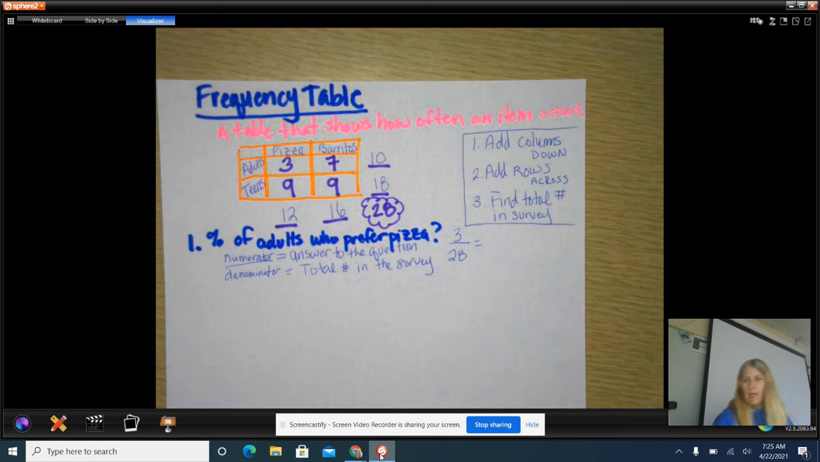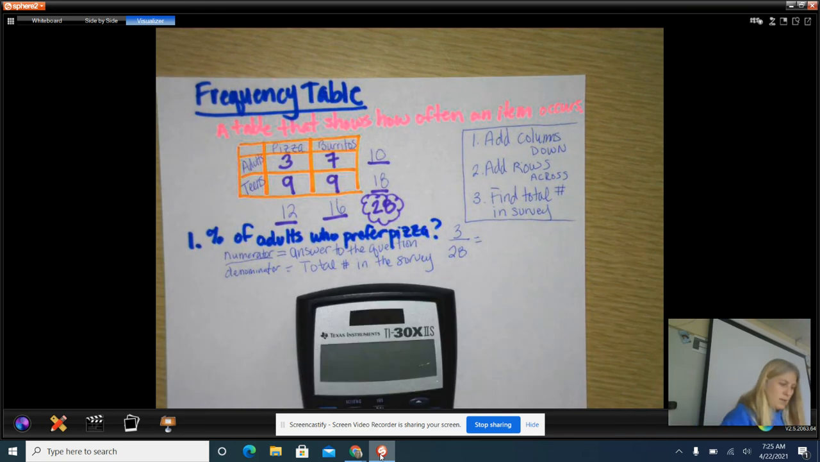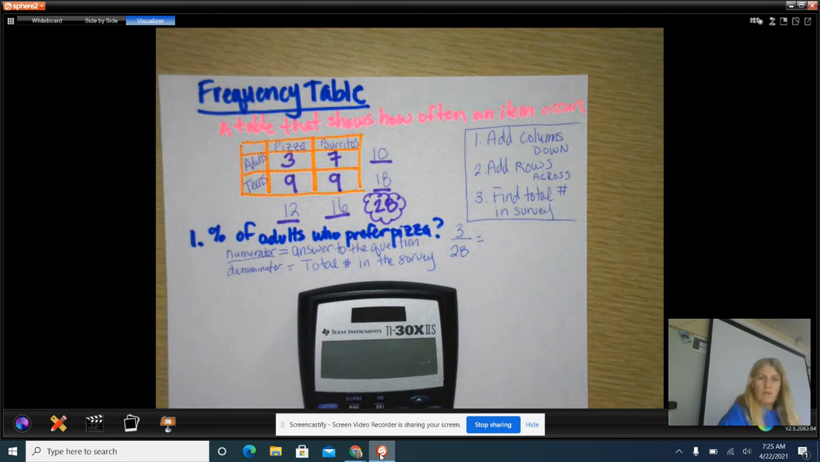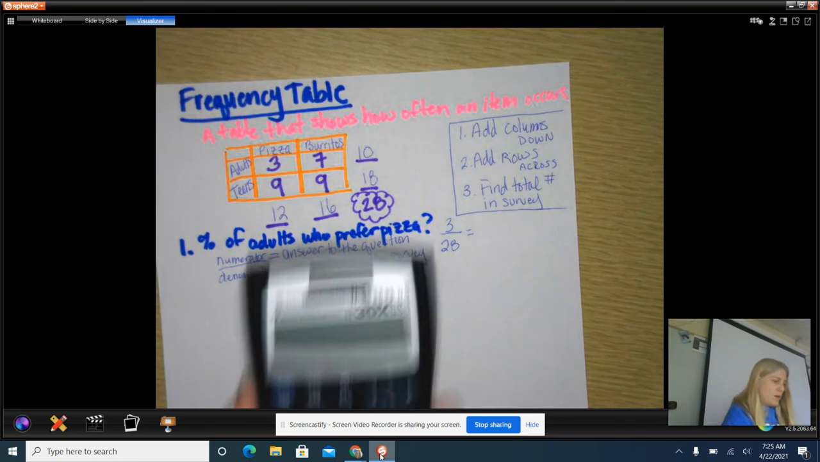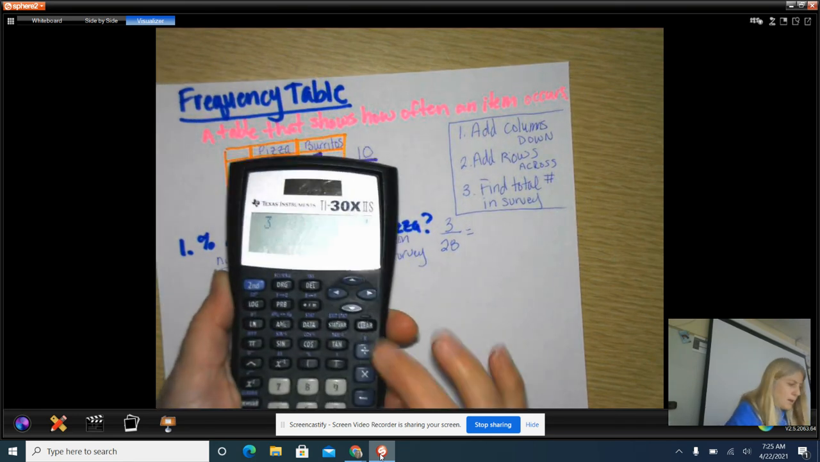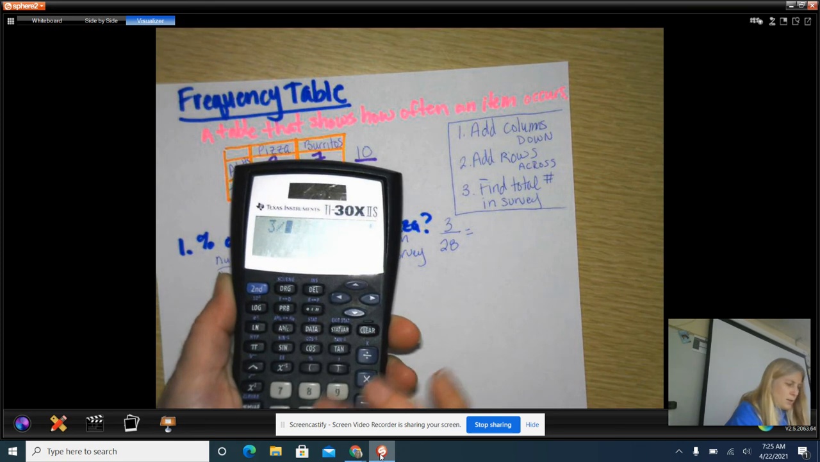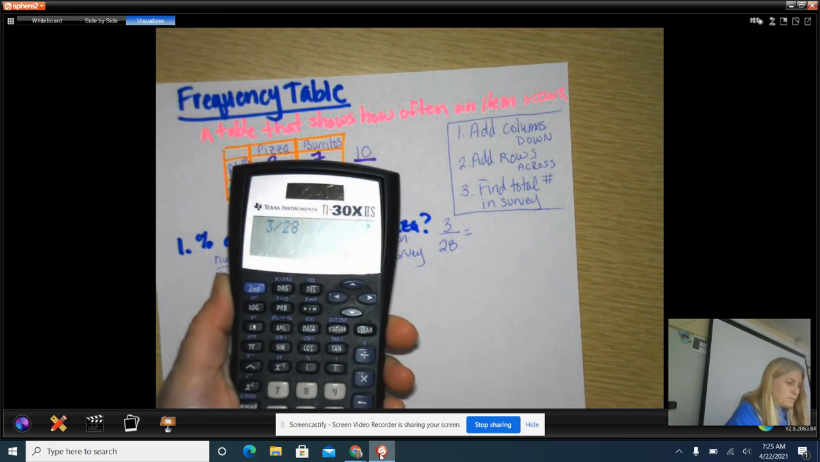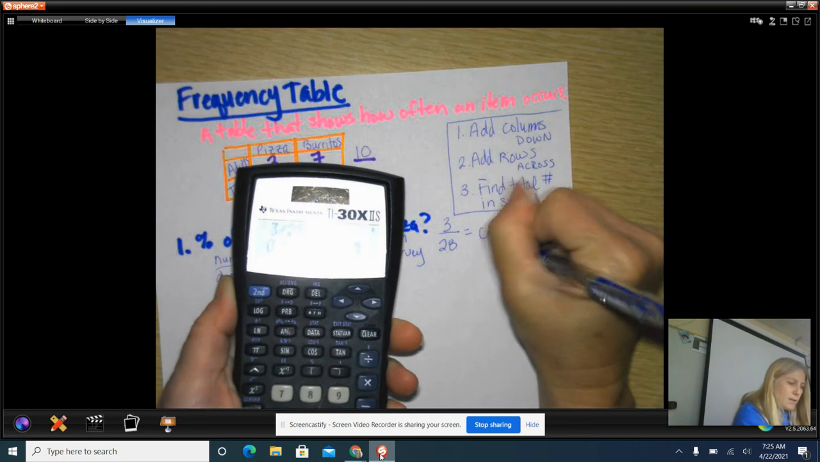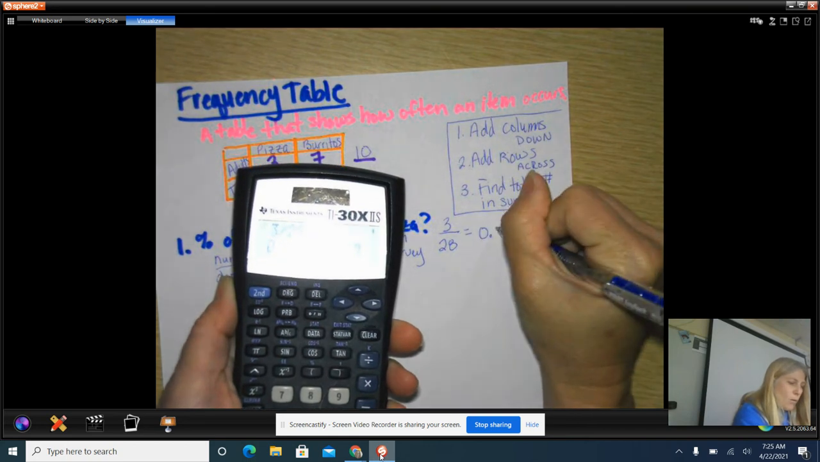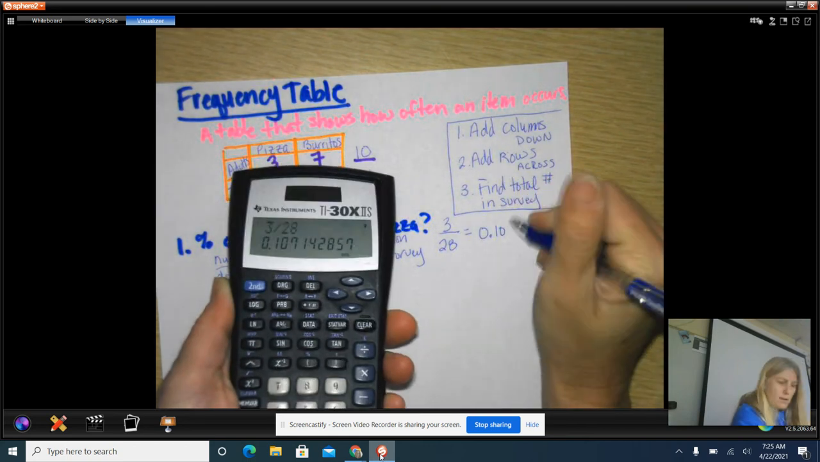Okay, we're now going to grab our calculator, and we are going to turn that into a decimal to start with. So we start with 3 divided by 28, and that is 0.107.